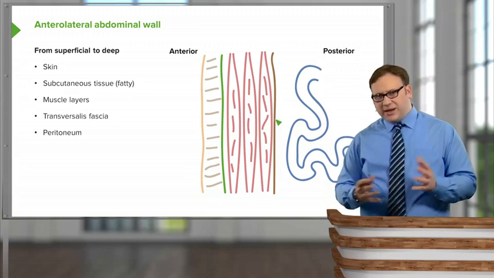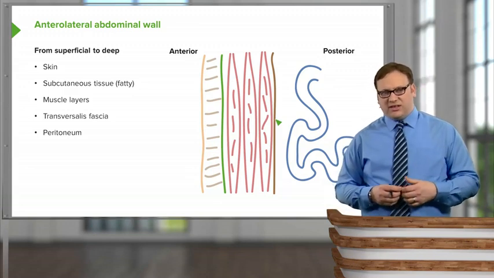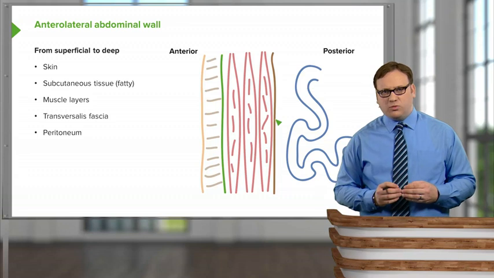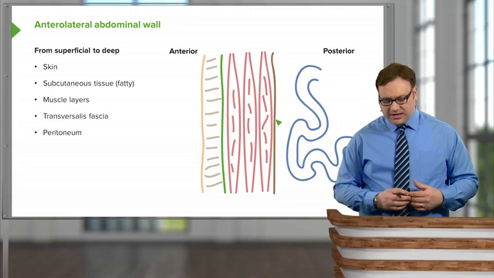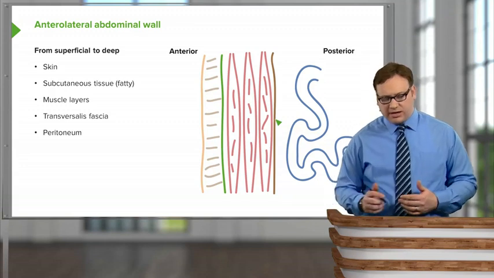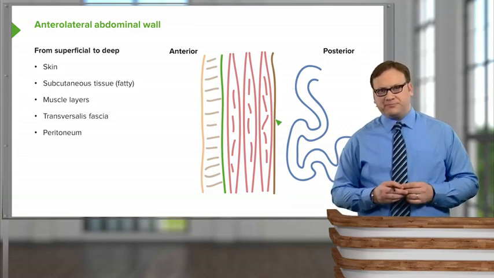So this is just the basic outline of a section through the abdominal wall from superficial to deep. We've got fat, we've got skin, we've got muscles, and we've got important membranes before we get into the viscera.